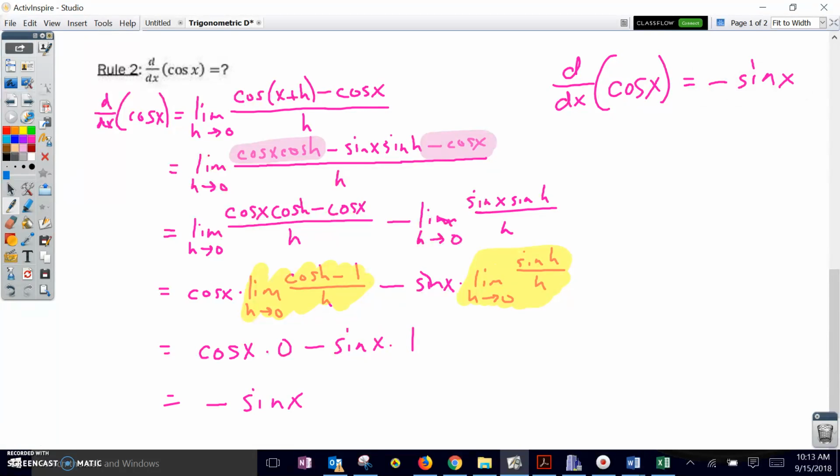Those are your first two derivative rules for trig functions, the derivative of sine of x and cosine of x. We're going to use these two rules in the next video to come up with the other rules for trigonometric functions, for the derivatives of the tangent and cotangent and secant and cosecant.